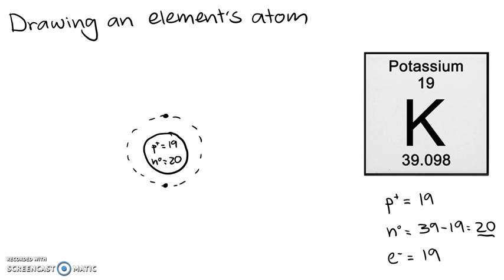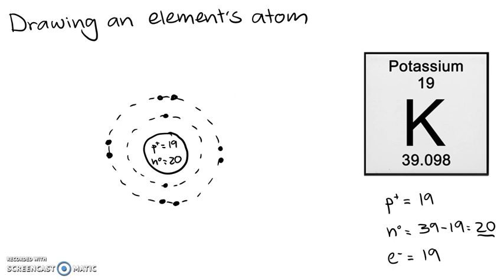Since potassium has more than 2 electrons, we need to add another shell. This second shell can hold a total of 8 electrons. So 1, 2, 3, 4, 5, 6, 7, 8. So now our drawing has a total of 10 electrons, 2 in the first shell, 8 in the second shell.